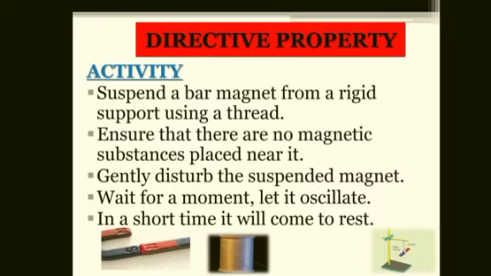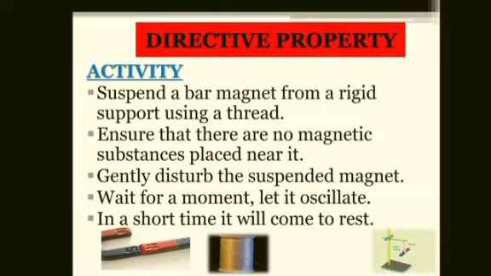Directive property, activity. Suspend a bar magnet from a rigid support using a thread. Ensure that there are no magnetic substances placed near it. Gently disturb the suspended magnet. Wait for a moment, let it oscillate. In a short time, it will come to rest.